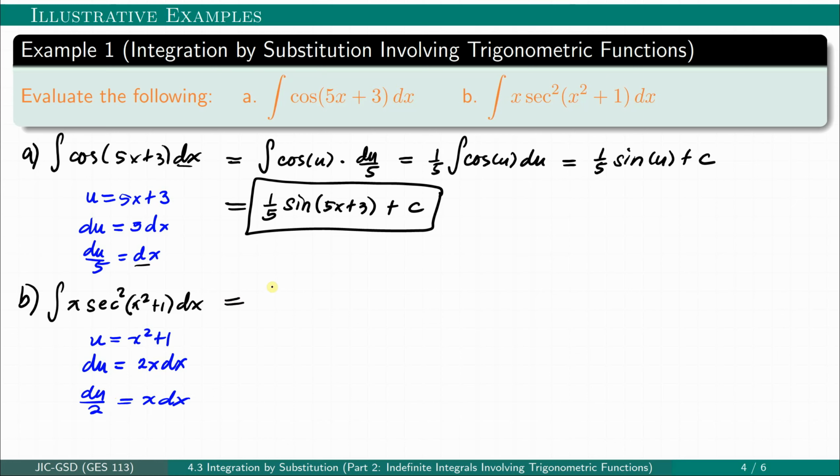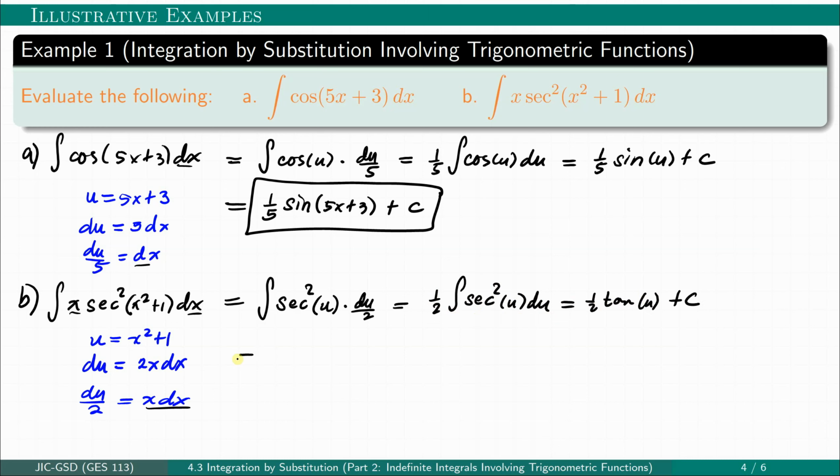Now, rewriting this integral, we will have the integral of secant squared. Well, x squared plus 1 we let be u, times x dx, which will be equal to du over 2. So, moving the 1/2 outside of the integral, we will have the integral of secant squared u du. And we know that the integral of secant squared is just tangent. So this will be 1/2 tangent u plus c. Now replacing the u, we will get 1/2 tangent of x squared plus 1 plus c.